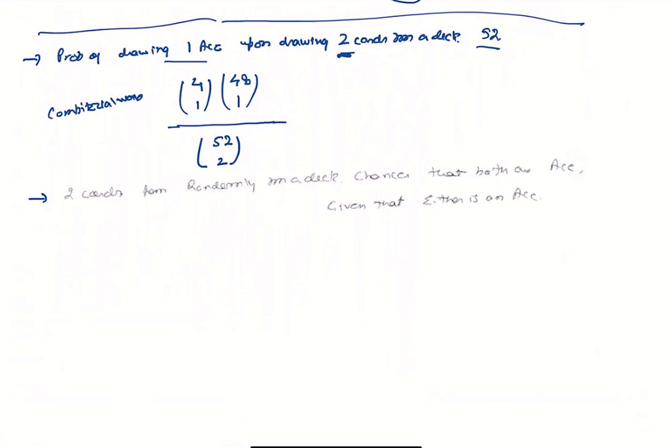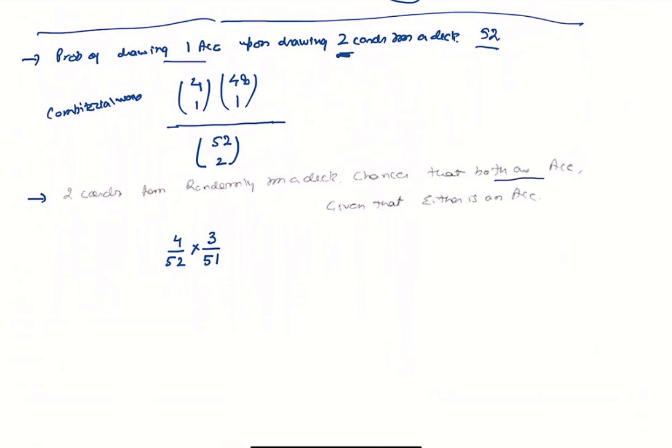So what is the probability of the first card being an ace? This is going to be 4 out of 52. And what is the probability of the second card being an ace? Because we're only left with 3, it is 3 out of 51. That both are ace given that either one is an ace. So one card is an ace and this is that one, and then the other one's probability is 3 out of 51.